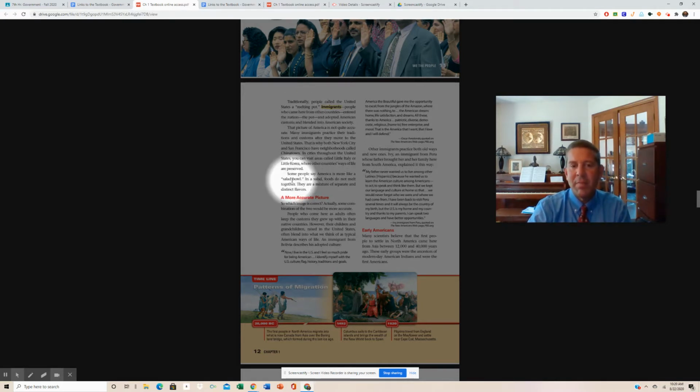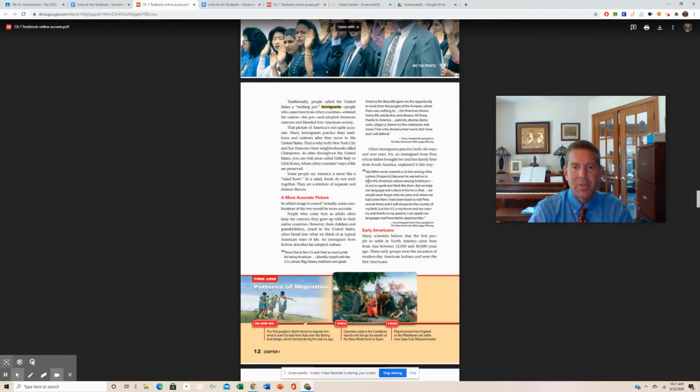But some people disagree with that and say that America is more like a salad bowl, that in a salad, foods do not melt together. The radish and the lettuce and the cheese stay separate parts, even though they're all one in a salad, a mixture of separate and distinct flavors. So which image is correct? Actually, some combination of the two would be most accurate, says our textbook.